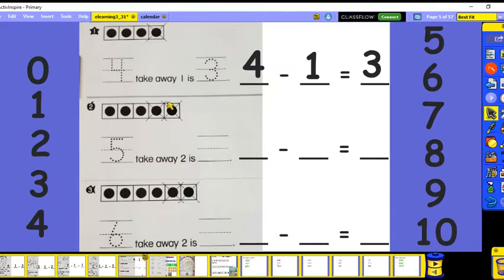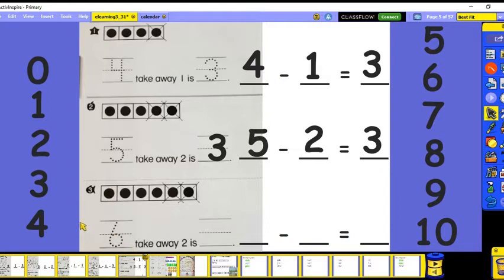So we cross out 2, 1, 2. 5 take away 2 is, now let's see how many are left. Let's look. How many are not crossed out? 1, 2, 3. 5 take away 2 is 3. And let's do that as an equation. Start with the first number, how many cubes we started with. 5 minus 2 equals 3. So 5 take away 2 is 3. 5 minus 2 is 3.